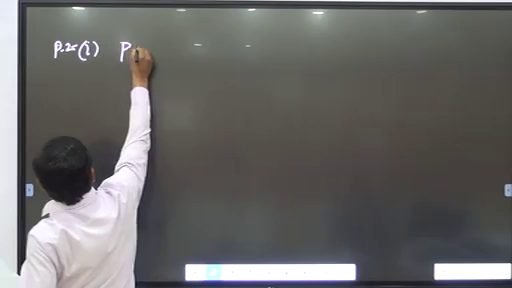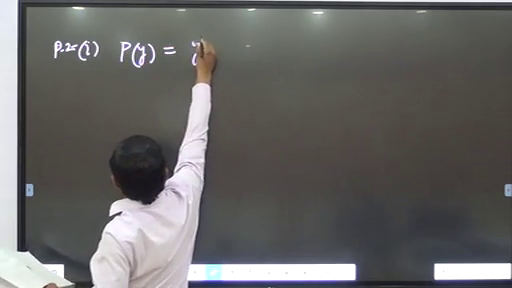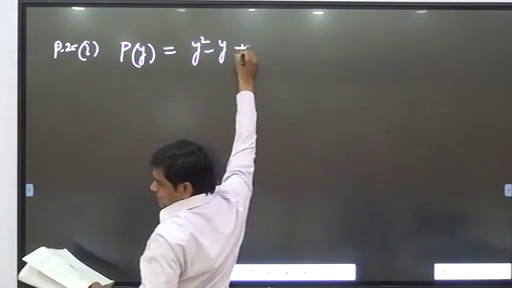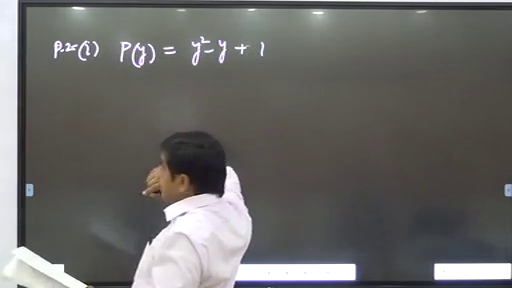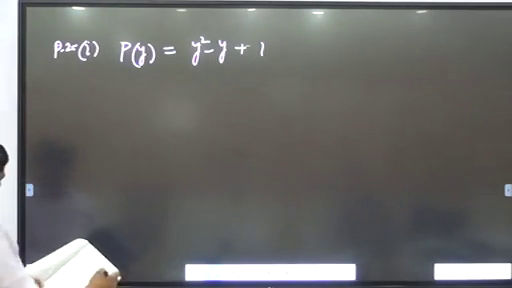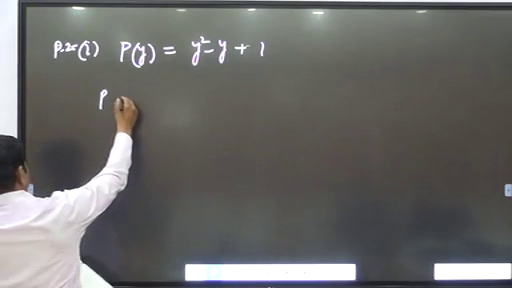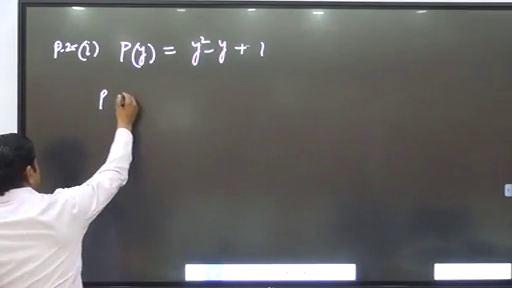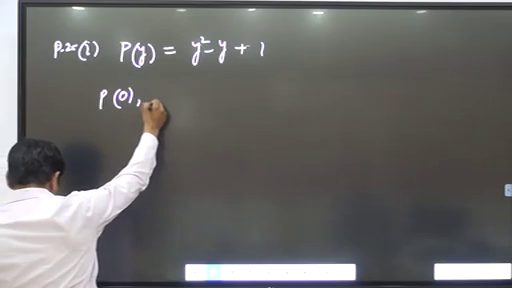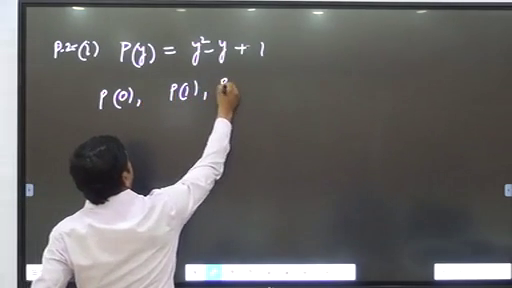The polynomial given is p(y) equal to y square minus y plus 1. And with the help of this polynomial, we are going to find the values of p(0), p(1), and p(2).